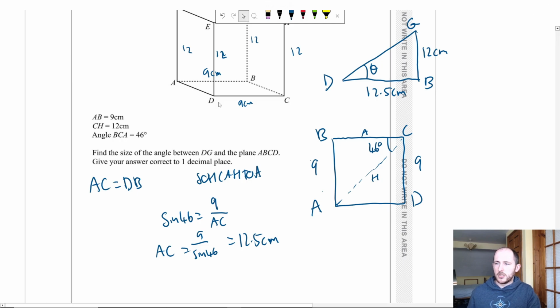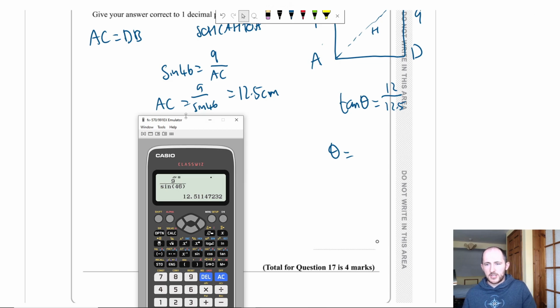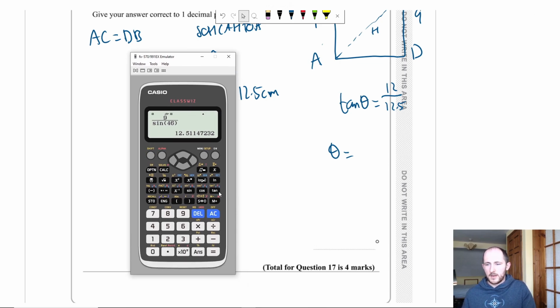So now we can just use tan, because this is the opposite side, that's the adjacent, that's the hypotenuse. So we have tan theta is equal to opposite over adjacent, so 12 over 12.5. So it means theta is going to give me inverse tan 12 over 12.5. And I'm actually going to use the full form by using the good old-fashioned answer button.